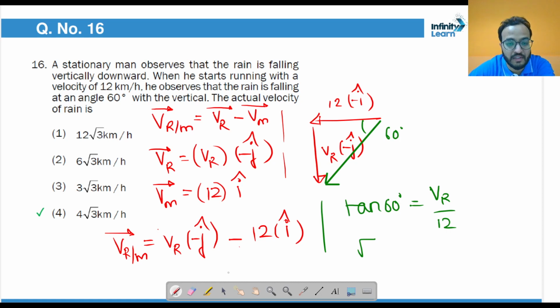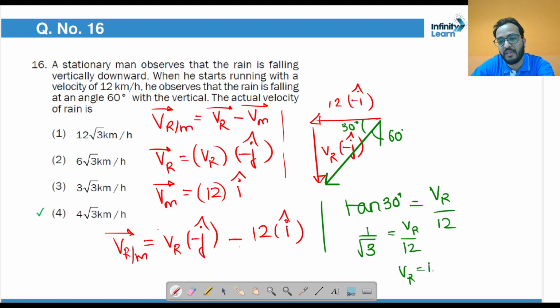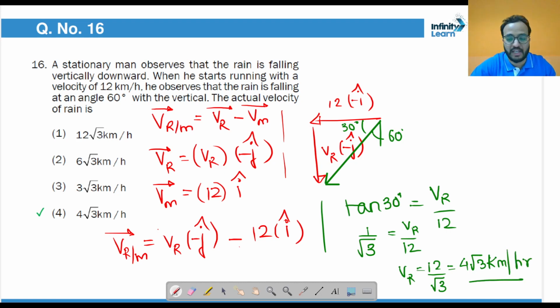Acha, with the vertical. 60 degrees is with the vertical. I'm so sorry again. 60 degrees is with the vertical. So this is 30 degrees. So this must be 30 degrees. Okay. So it is 1 by root 3 equal to Vr by 12. So Vr will be 12 upon root 3, which is 4 root 3 kilometer per hour. Okay. So this is the right answer.